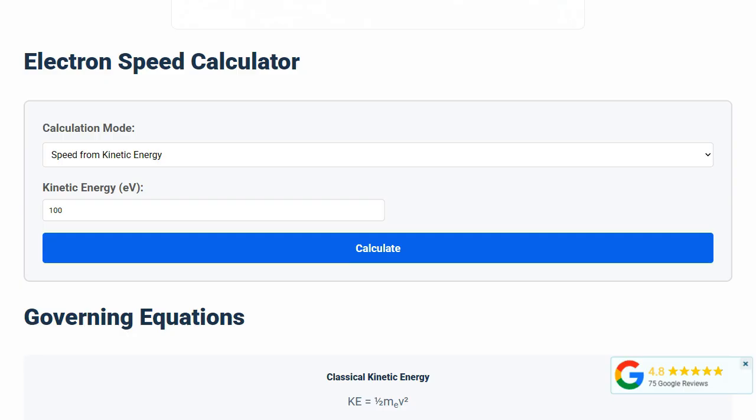The calculator will then compute the electron speed using fundamental physics constants, including the electron mass and charge. You can also explore relativistic effects for higher voltages where classical physics breaks down. The results display the electron velocity in meters per second, along with the kinetic energy gained by the electron. This information is crucial for understanding electron behavior in various scientific and industrial applications.